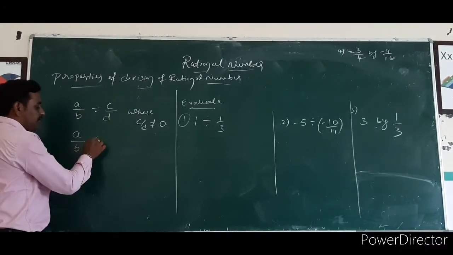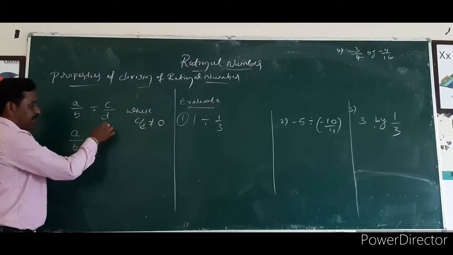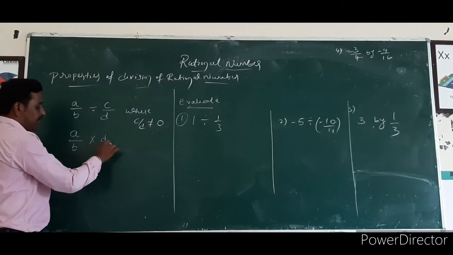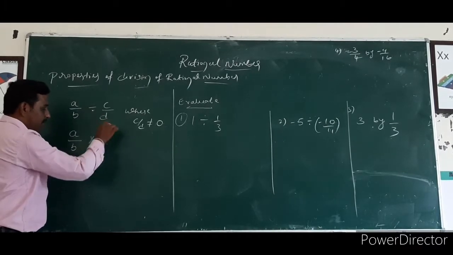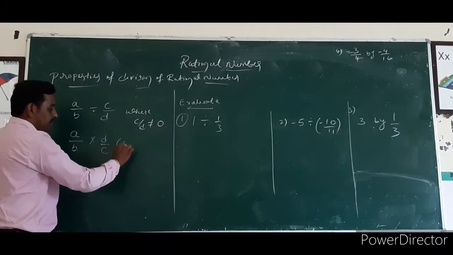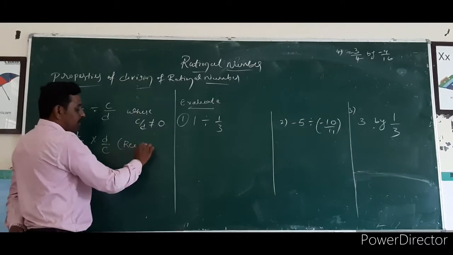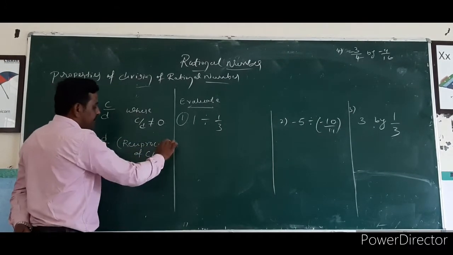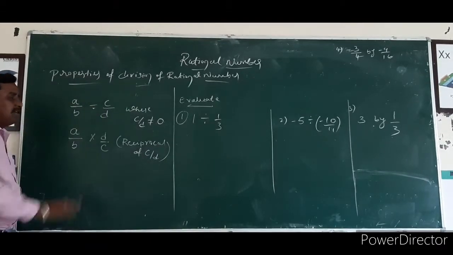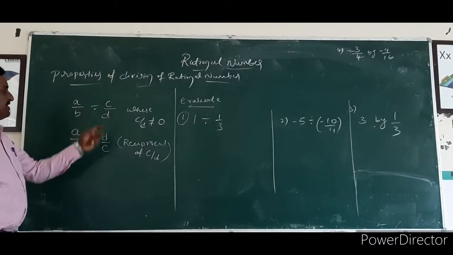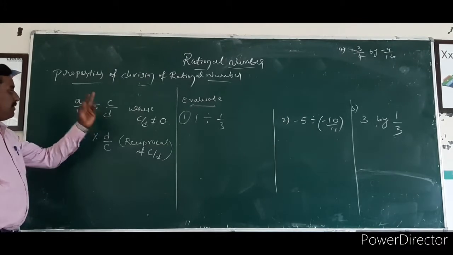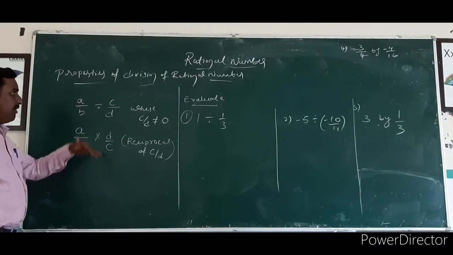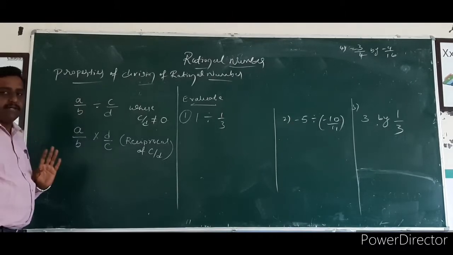How? If you change this divide symbol into a multiplication symbol, in the second rational number the denominator goes to the numerator and the numerator comes to the denominator, meaning the reciprocal of C by D. Exchange the denominator to numerator, numerator to denominator. Like this way, we are going to divide the rational numbers.